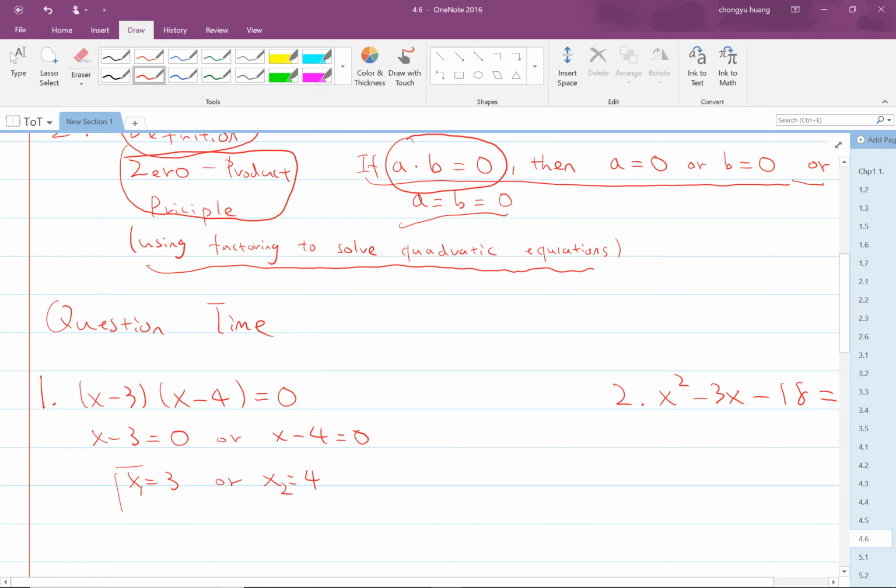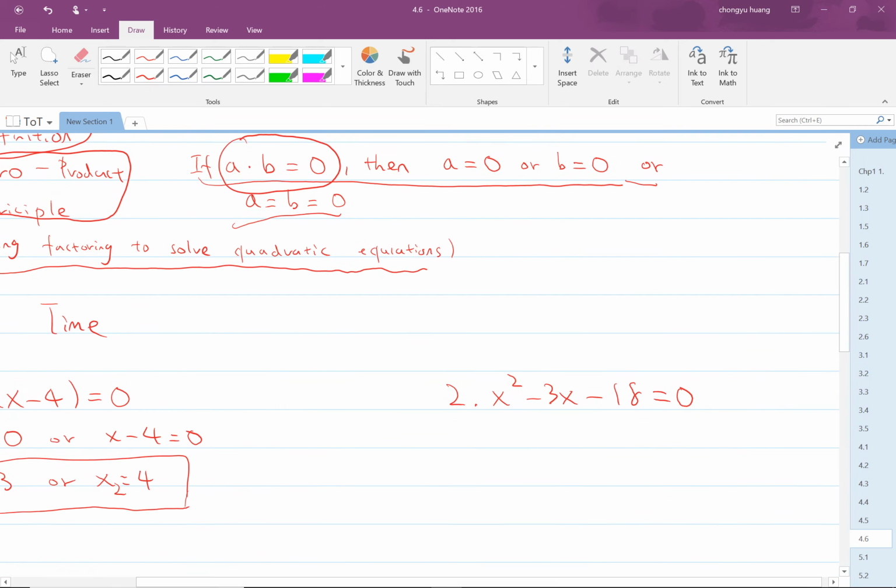Since this is the first one, I just wanted to keep it simple to let you know how we apply the zero product principle. I think you get the idea now. This is the way we apply it; it is just some simple calculation. So now we have solved question 1. Let's jump up to question 2.